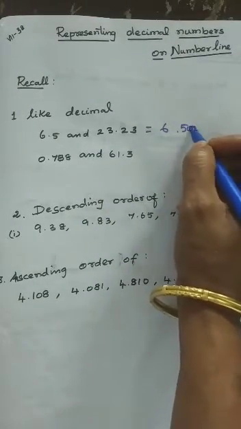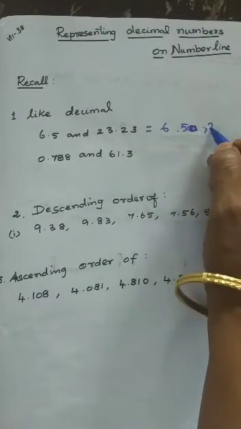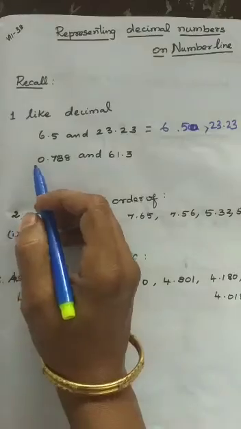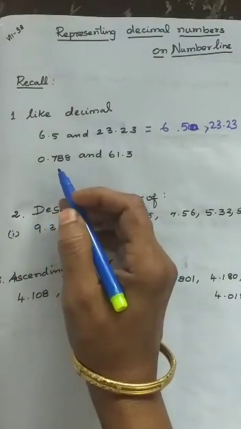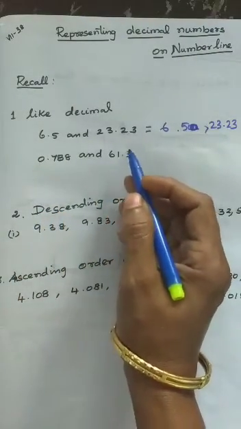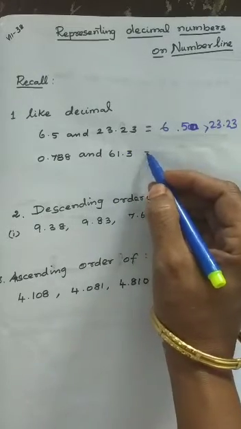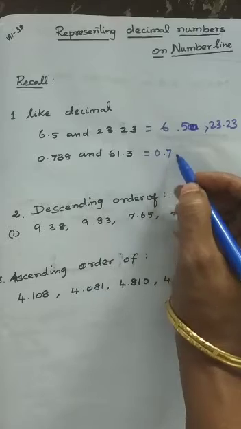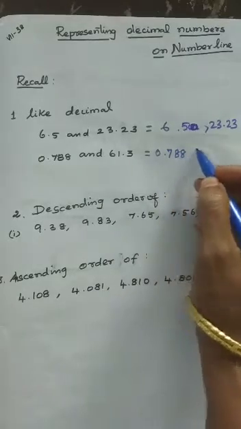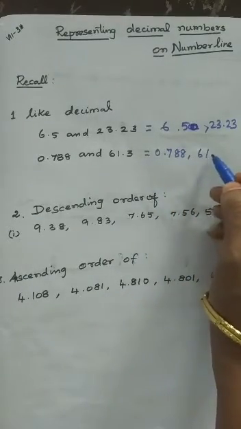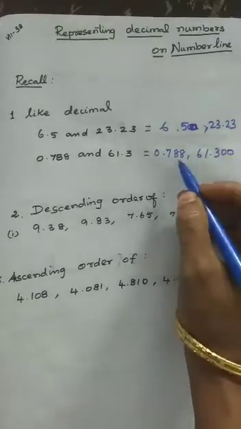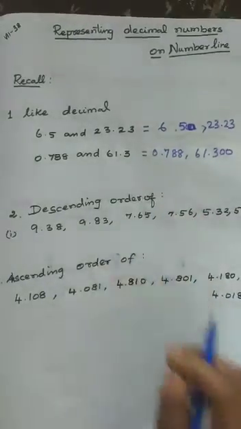So 6.50, and 23.23. Here we have 3 decimal places, here we have only 1. So to make like decimals, you have to make the 1 decimal place into 3 decimal places, 61.300. Here also 3, here also 3.